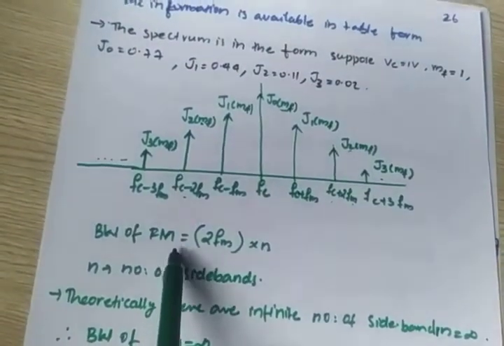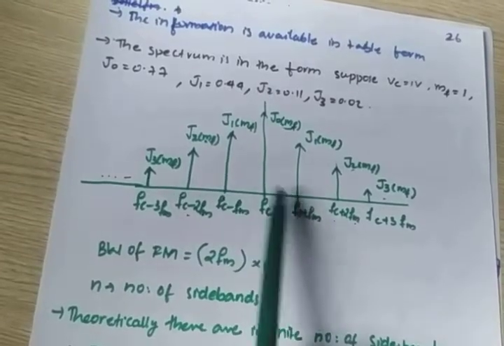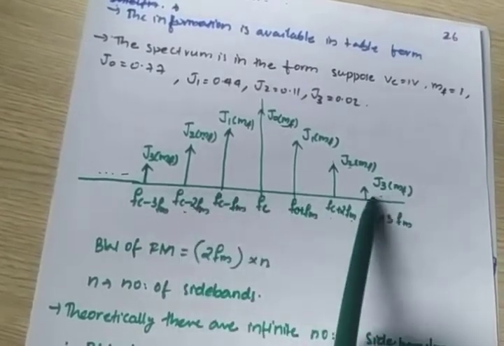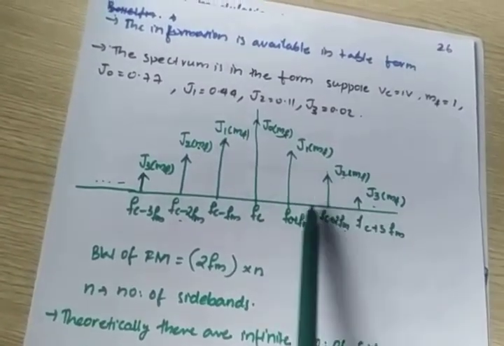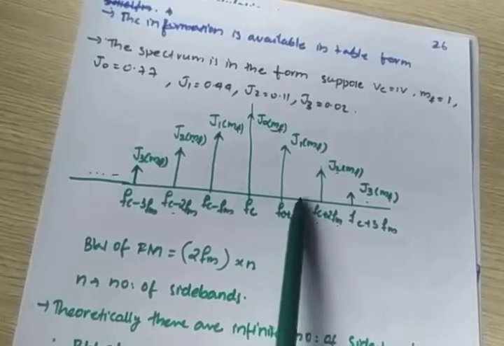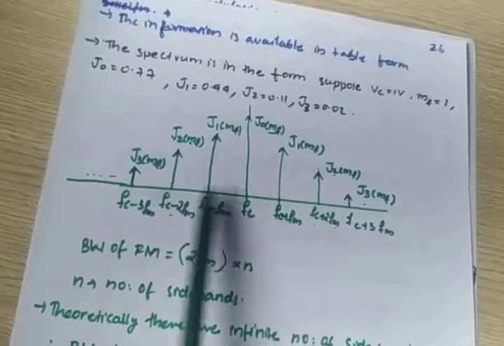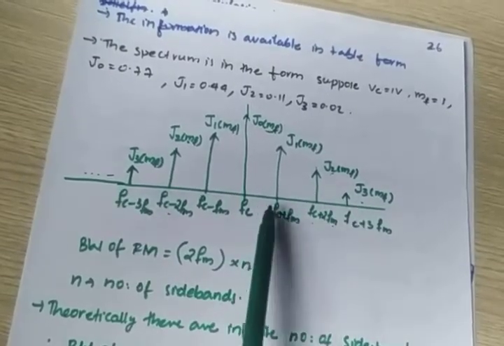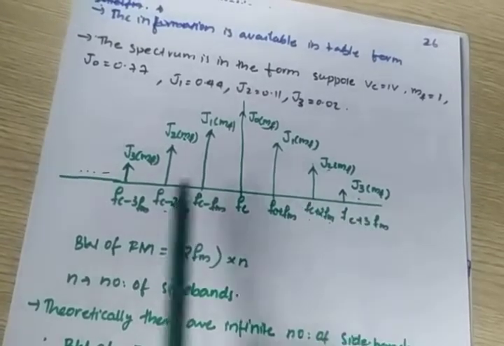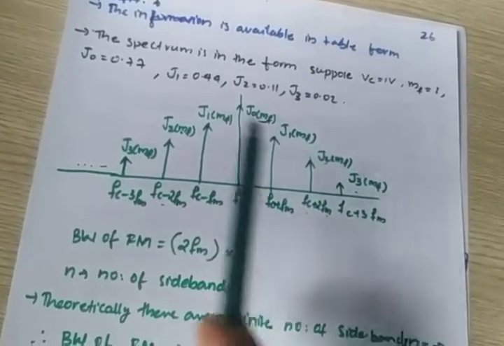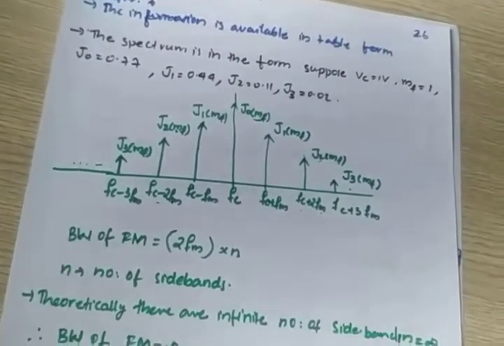So what is the bandwidth? Bandwidth is nothing but 2 times Fm. See, upper sideband minus lower sideband, like that you have to take. But here there are infinite upper sidebands and infinite lower sidebands. But we have something common, something repeating. This duration is the same as this duration, the same as this, the same as this. Why? Because it is Fc plus Fm, Fc minus Fm, Fc plus 2 Fm, Fc minus 2 Fm, Fc plus 3 Fm, Fc minus 3 Fm, next Fc plus 4 Fm, Fc minus 4 Fm, Fc plus 5 Fm, Fc minus 5 Fm, etc. It goes on like that.